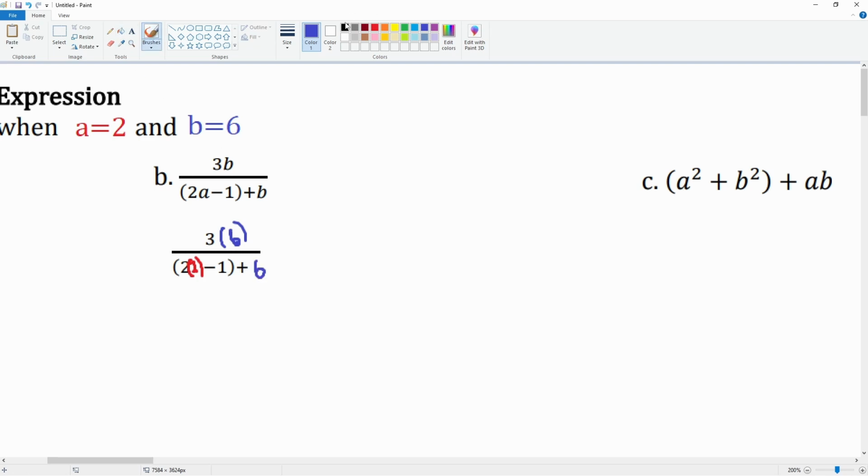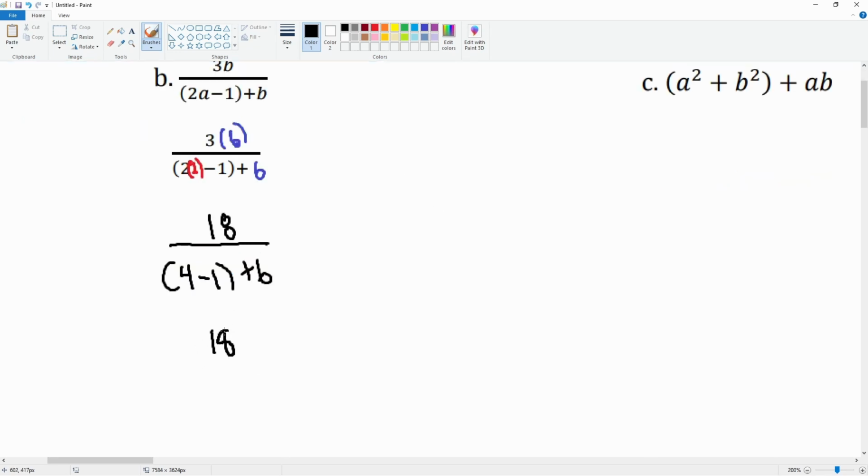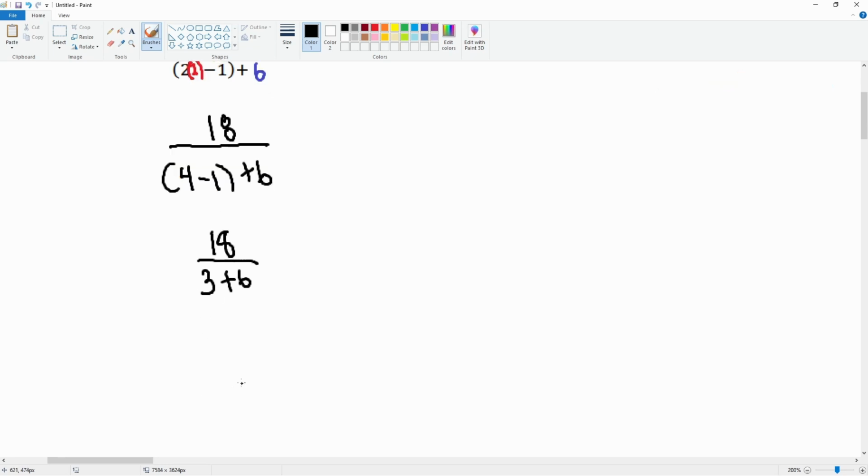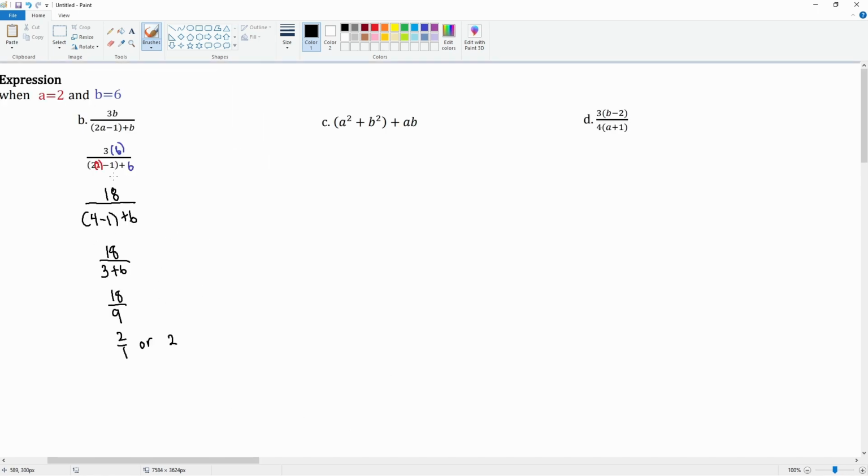All right, let's do some multiplication now. So 3 times 6 is 18. Then in the parentheses, we have 2 times 2, which is 4, minus 1 plus 6. So we can now just do the 4 minus 1, which is 3, plus 6, which is on bottom. And then 18 over 3 plus 6 is 9. This simplifies to 2 over 1, or you can just write it as 2. But notice I show all the steps here. I did not skip any steps, so I can make sure of my work.